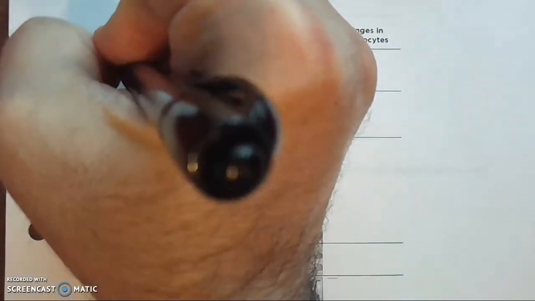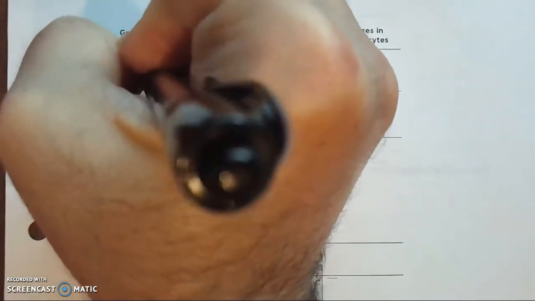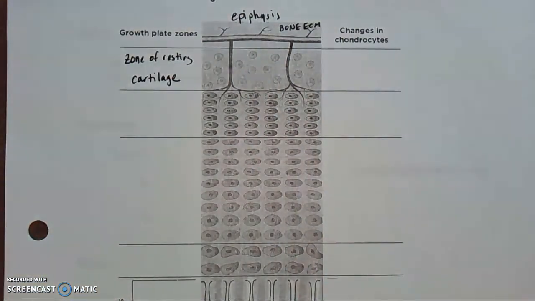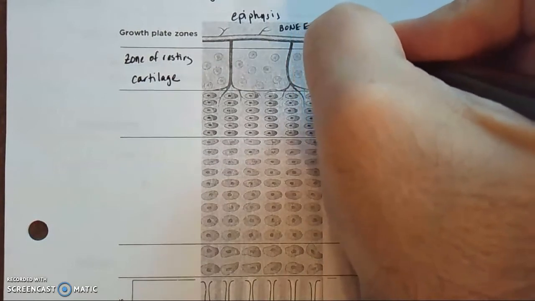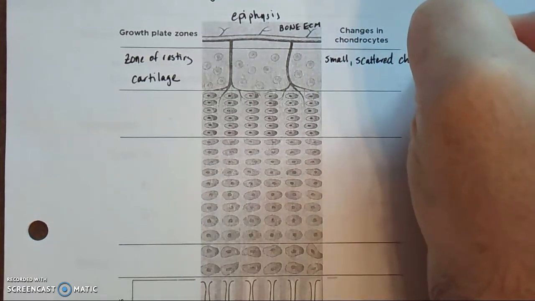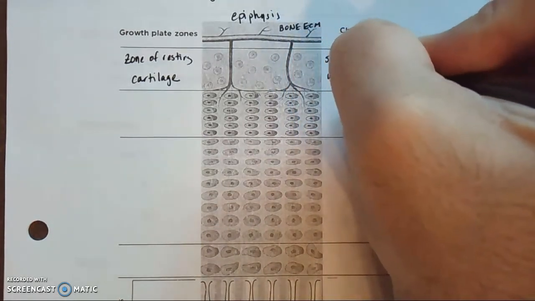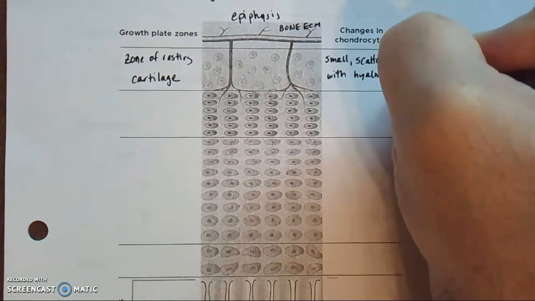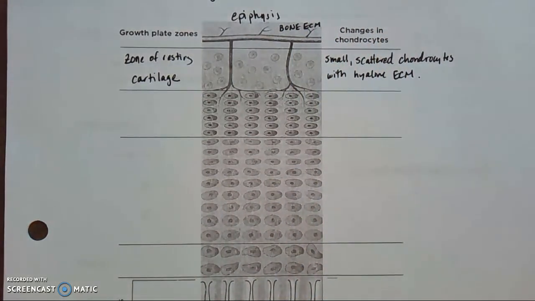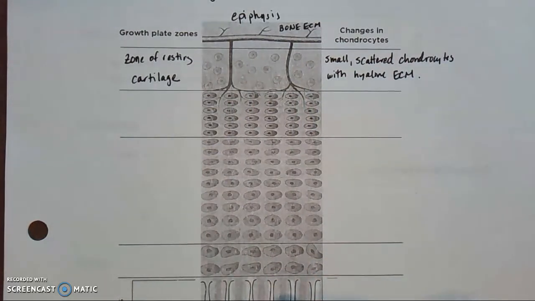So this is called the zone of resting cartilage. So in here we have small scattered chondrocytes within hyaline ECM. So we have hyaline cartilage ECM. So really we don't have anything going on here. This is just a layer of cartilage, and it kind of serves as a link between the bone tissue and the rest of it. So it anchors this.